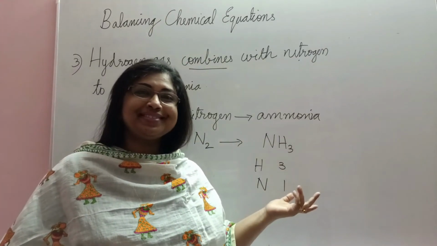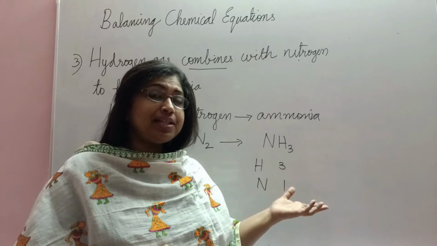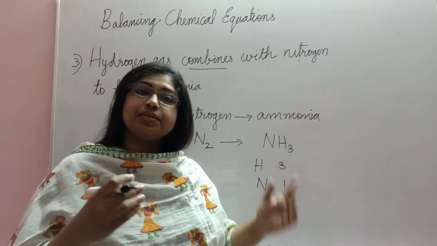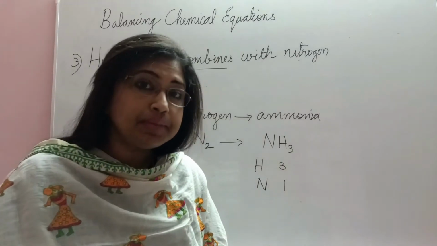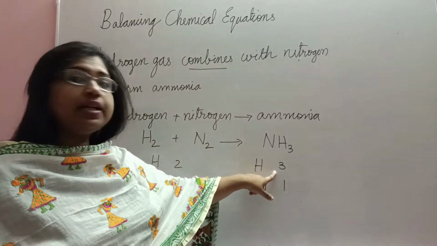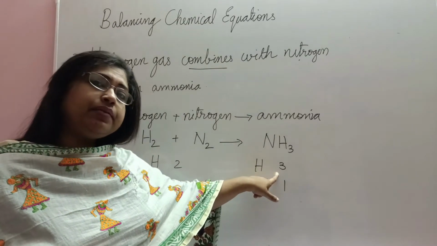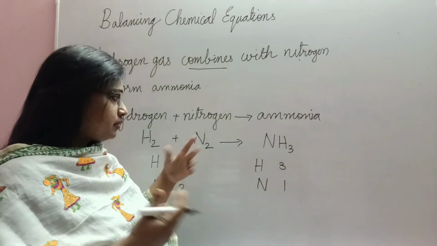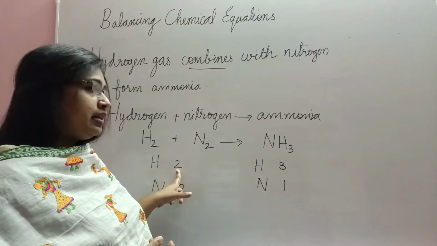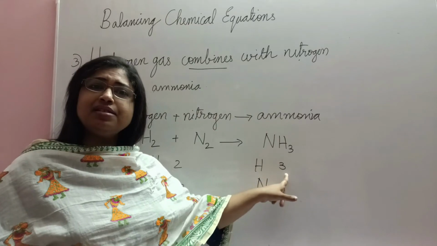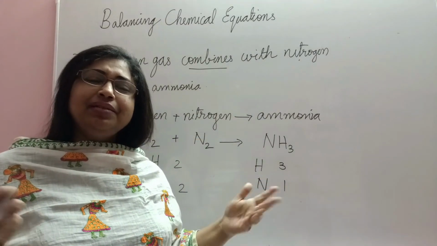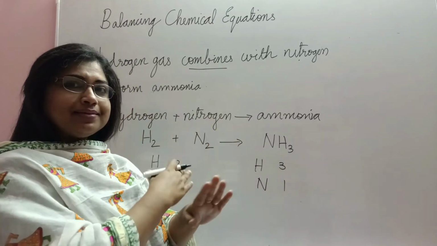So what is the rule? It is convenient to begin balancing with the number of atoms of the element which contains the maximum number of atoms. Here hydrogen has more number of atoms, so we can begin with the hydrogen. There is a problem. This is not an easy number. Here 2 are there, here 3 are there. This is an odd number, this is an even number. How can we equalize them? A very easy way is to multiply.